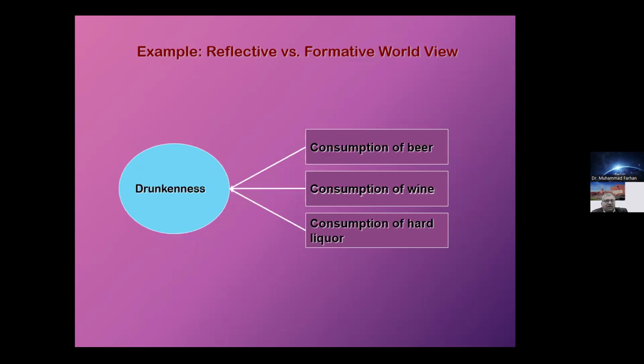On the other hand, what can cause drunkenness? That person can consume a beer. Probably it is out of wine. Probably it is out of some other liquor. So you see, these are different sources which will actually create drunkenness. So the arrows are from the indicator to the construct. That's something which can explain what reflective and formative constructs are.